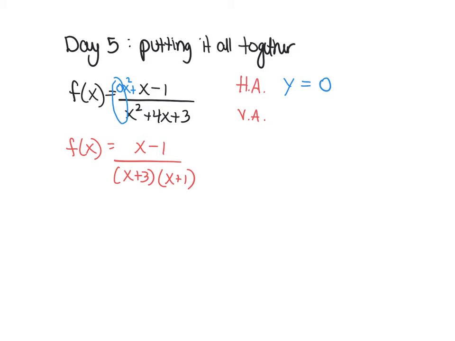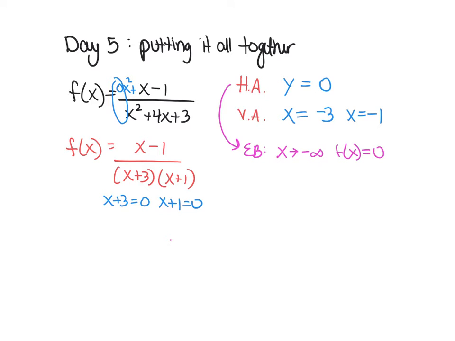And then our vertical asymptotes, remember, come from where our denominator equals 0. So think about, what do we get when we set x plus 3 equal to 0 and x plus 1 equal to 0? We get the vertical lines x equals -3, and then x equals -1, okay? From your horizontal asymptote, it's going to tell you your end behavior, right? So our end behavior, as x approaches negative infinity, f of x will approach 0. As x approaches positive infinity, f of x will also approach 0.